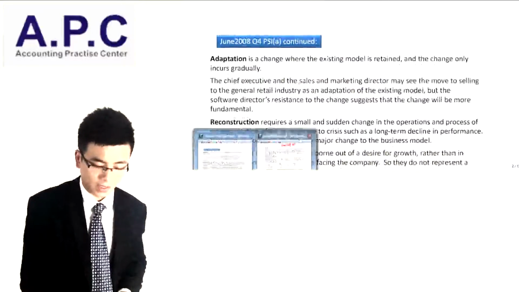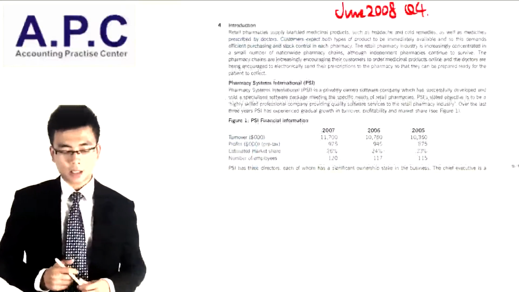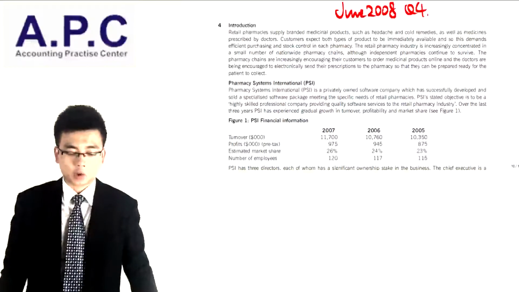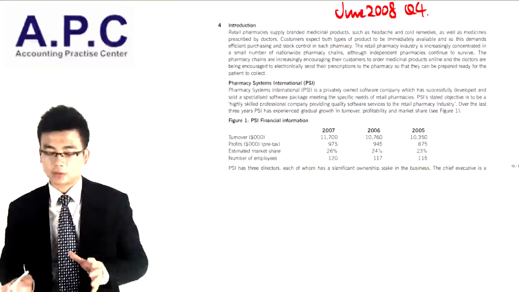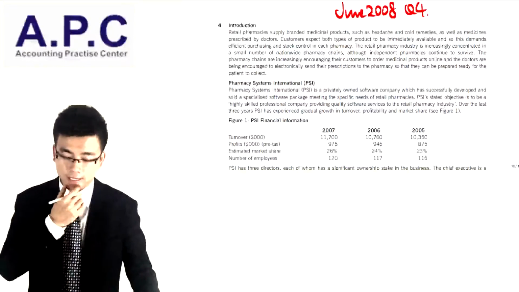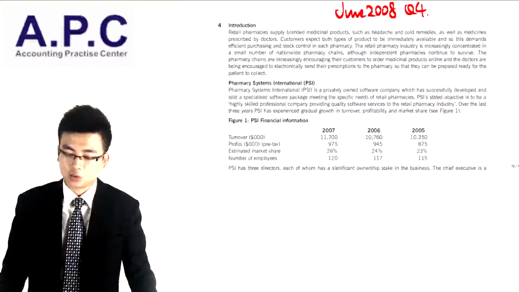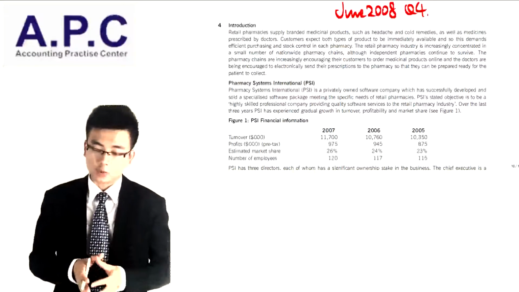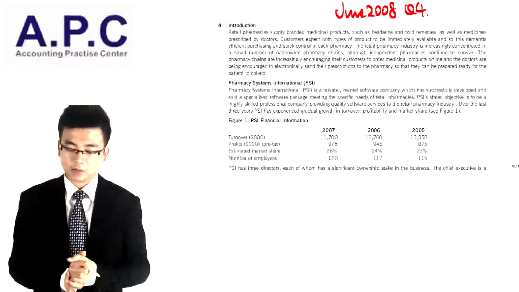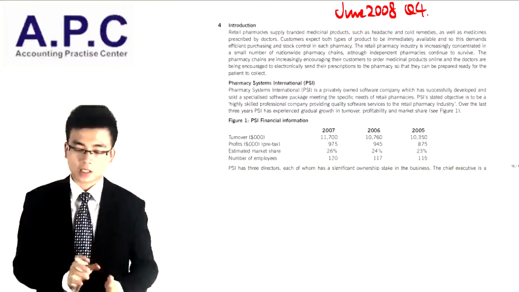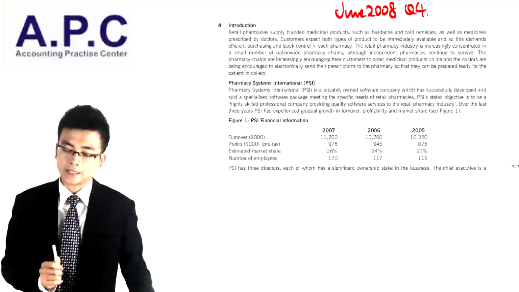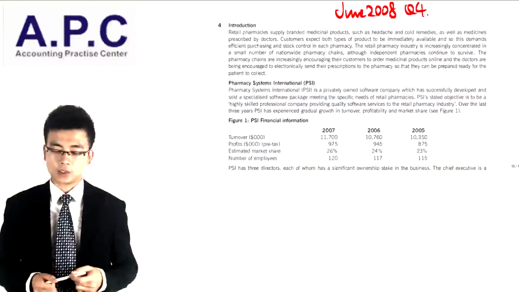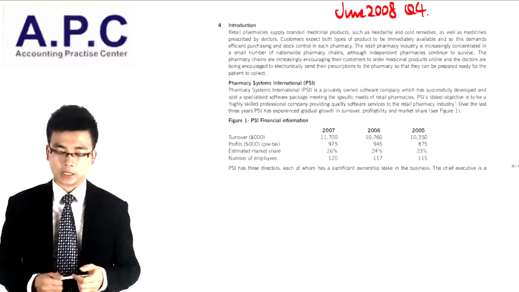So we're going to look at this particular scenario. Retail pharmacies supply branded medical products such as headache and cold remedies, as well as the medicines prescribed by the doctors. The customer expects both types of products to be immediately available, and so this demands efficient purchasing and stock control in each pharmacy. The retail pharmacy industry is increasingly concentrated in a small number of nationwide pharmacy chains, although the independent pharmacies continue to survive. The pharmacy chains are increasingly encouraging their customers to order the medical products online, and the doctors are being encouraged to electronically send their prescriptions to pharmacy so they can be prepared ready for the patient to collect.